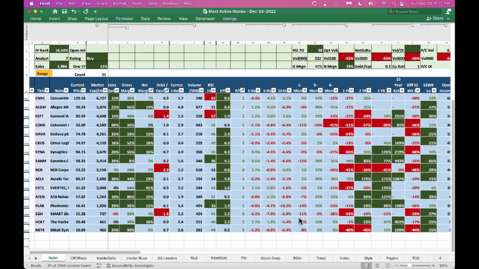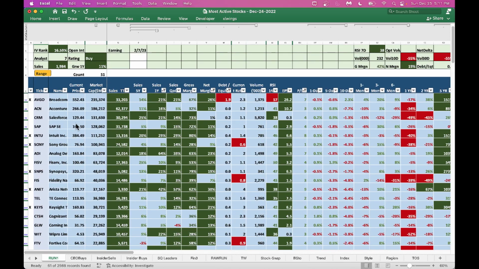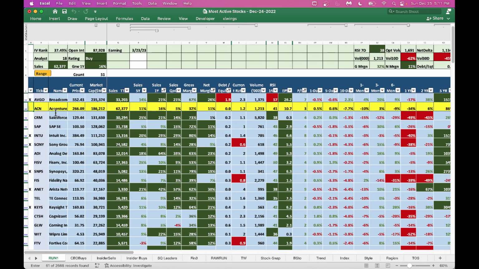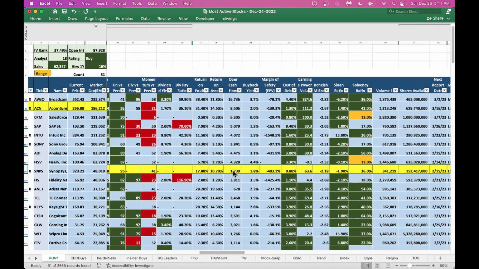I would probably go with these. And I also like Accenture here. You could wait slightly and grab some Accenture. It's also a great one to buy. All right, let's go with these names here and go into the next sector.